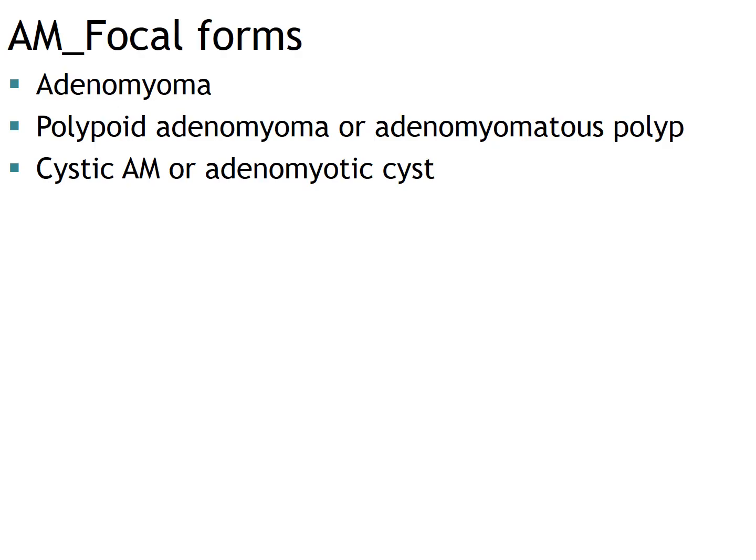Basically, adenomyosis is a diffuse disease, but it has focal forms. If the lesion is focal and has mass-like appearance, it is called adenomyoma. If it is polyp-like, it is called polypoid adenomyoma or adenomyomatous polyp, and if it has a cystic appearance, it is called cystic adenomyosis or adenomyotic cyst.